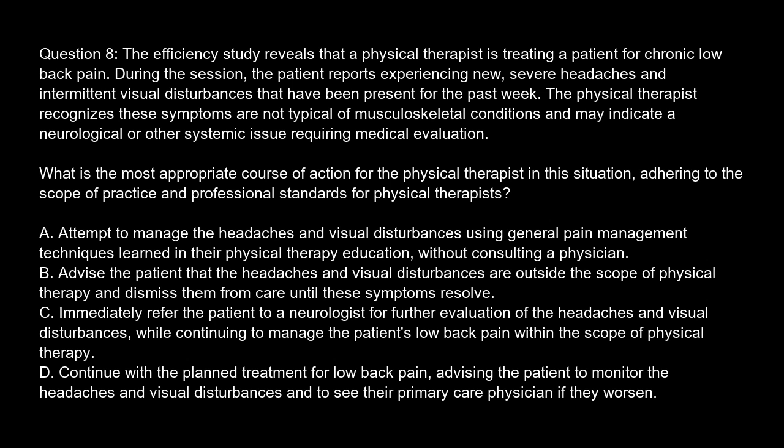Option A. Attempt to manage the headaches and visual disturbances using general pain management techniques learned in their physical therapy education without consulting a physician. Option B. Advise the patient that the headaches and visual disturbances are outside the scope of physical therapy and dismiss them from care until these symptoms resolve. Option C. Immediately refer the patient to a neurologist for further evaluation of the headaches and visual disturbances, while continuing to manage the patient's low back pain within the scope of physical therapy. Option D. Continue with the planned treatment for low back pain, advising the patient to monitor the headaches and visual disturbances and to see their primary care physician if they worsen.